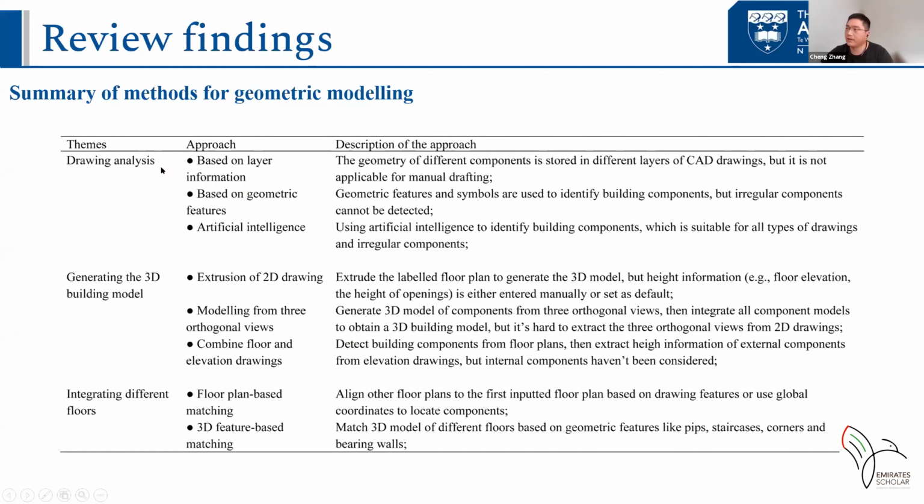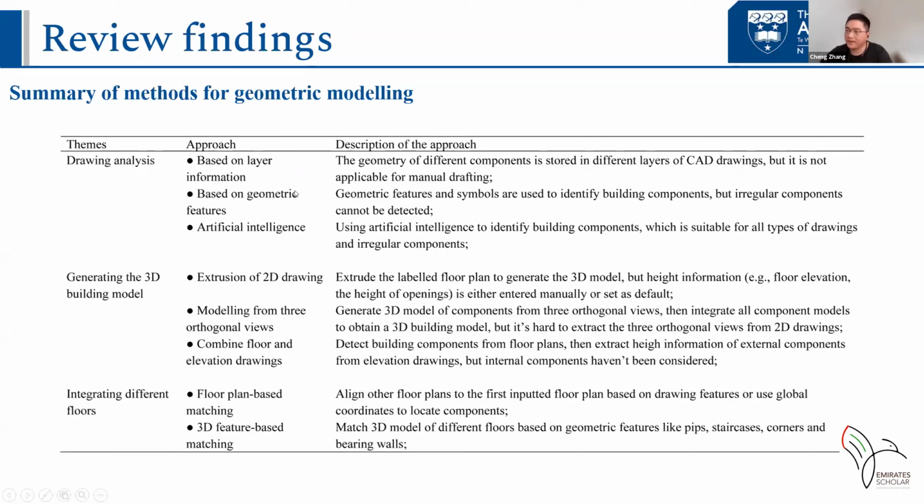Then we summarized the methods for geometrical modeling, and we identified 3 themes. The first one is drawing analysis, like extracting the component information from the 2D drawings. There are 3 methods. The first one is based on the layer information. For CAD drawings, the geometry of different components is normally stored in different layers, so we can extract the component information based on the layer information, but this method is not applicable for other drawings like hand drafting.